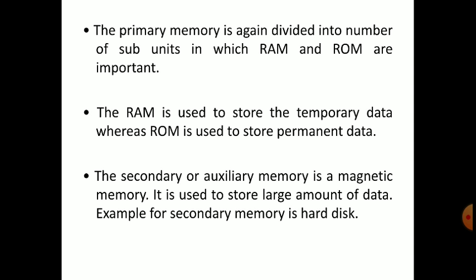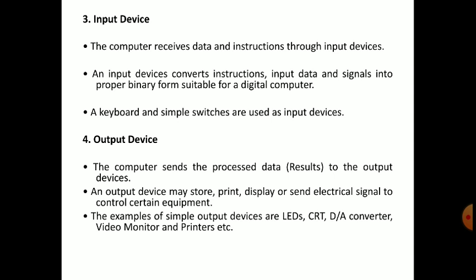The secondary or auxiliary memory is a magnetic memory, that is external memory. We connect to this device. It is used to store a large amount of data. Examples of secondary memory are the hard disk, USB device, CD-ROMs, DVD-RAMs, and now micro SD cards. Everybody has heard about these. These are all secondary or auxiliary memories.